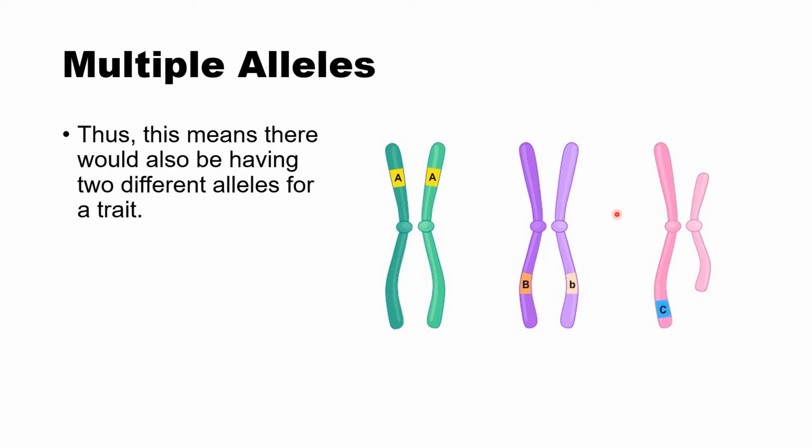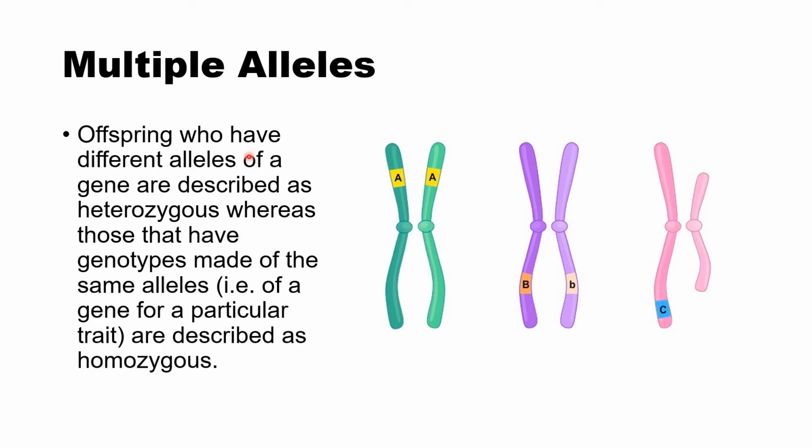Now, this means that there would also be two different alleles for a trait. So, offspring who have different alleles of a gene are described as heterozygous, whereas those that have genotypes made of the same alleles are described as homozygous. So, as you can see here, pareho sila ng allele. So, itong gene na to, it is a homozygous. While itong isang to, you could see na yung isa is dominant allele while yung isa is recessive allele. So, meaning itong gene na to, it is a heterozygous.